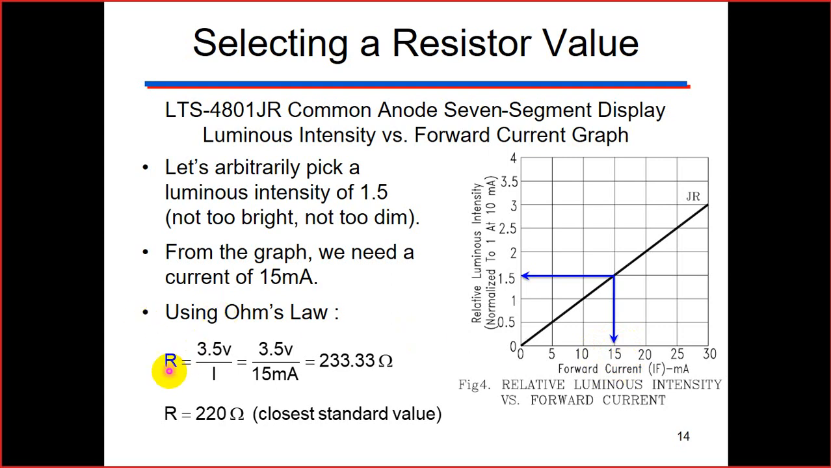So using Ohm's law, R equals 3.5 volt, that is the voltage across the resistor, divided by the current 15 milliampere. And if you calculate, it becomes 233.33 ohm. So you need to take the closest standard value. Probably you will not get exactly 233.33 ohm in the market, and this is a common value that you can get in the market, 220 ohm. The closest standard value you need to pick. Okay, so that's the way to calculate the resistor value to get the right brightness for your 7-segment display.